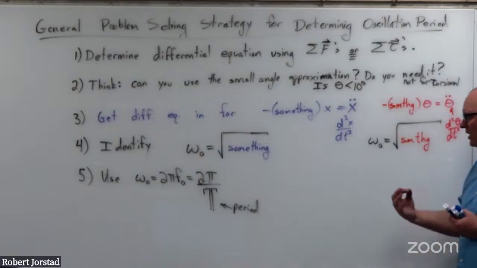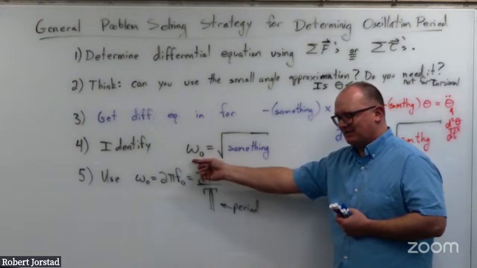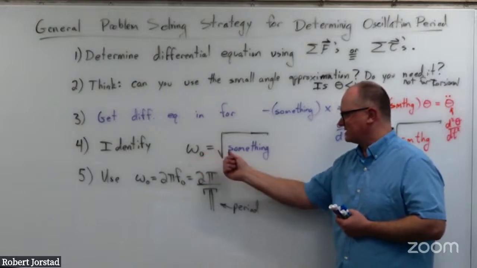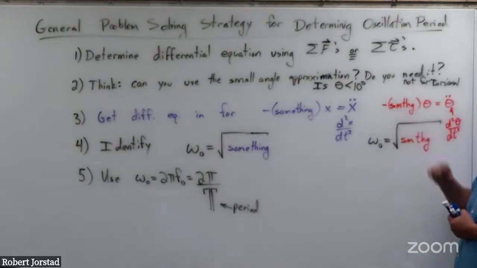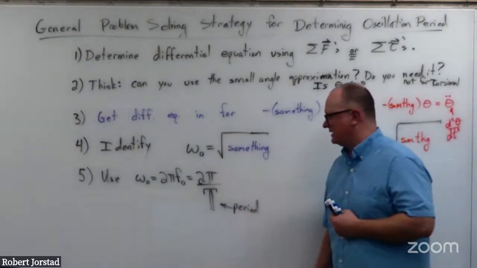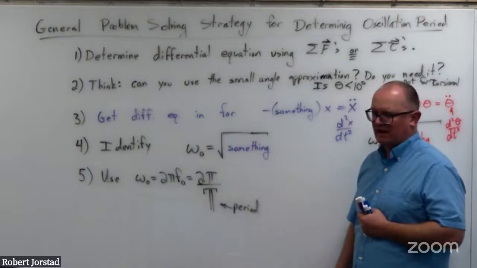So basically, that gets your differential equation in this form. And once you do that, the next step: omega naught, the angular frequency of oscillations, is the square root of that something. All right. Finally, you can get the period using this equation. Solve it for the period and you've got it.